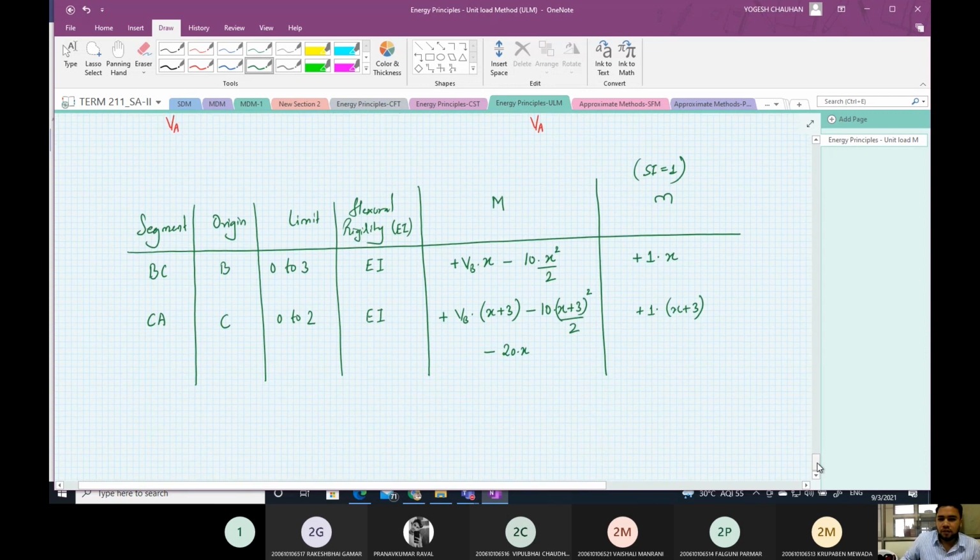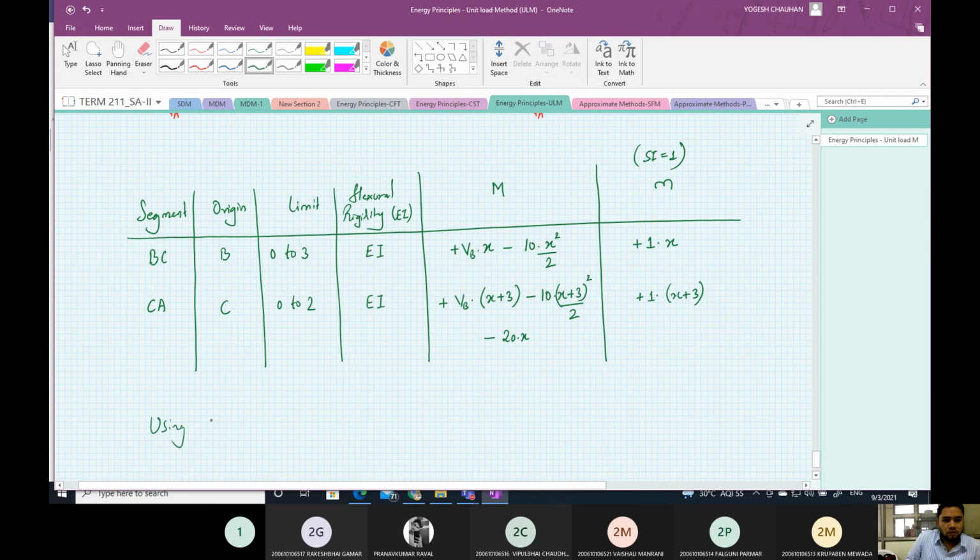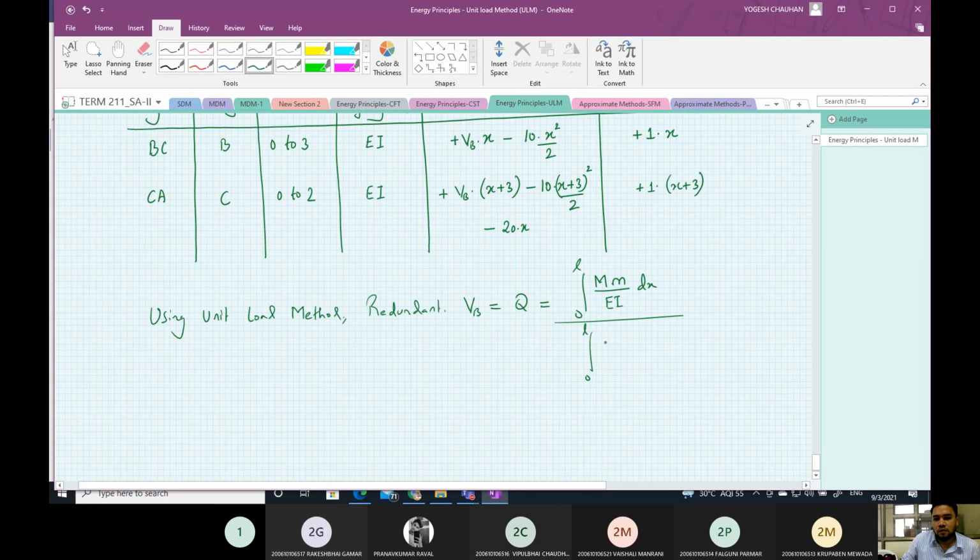Now the redundant VB, using unit load method, redundant Q, which is actually VB, will be equal to integration from 0 to L, capital M, small m upon EI dx, whole divided by integration from 0 to L, small m square by EI dx.